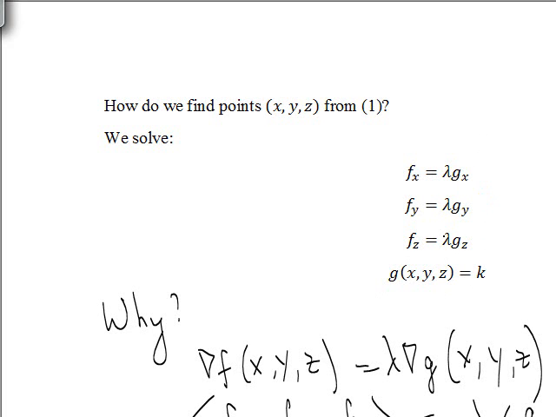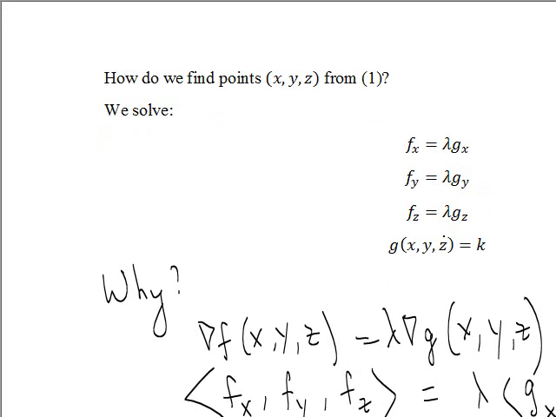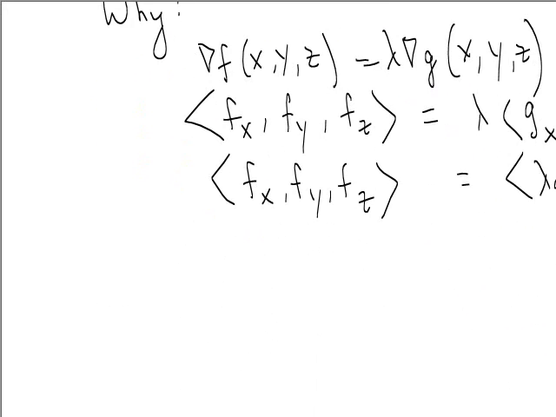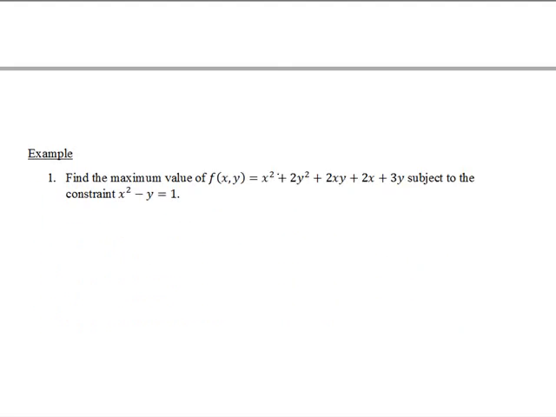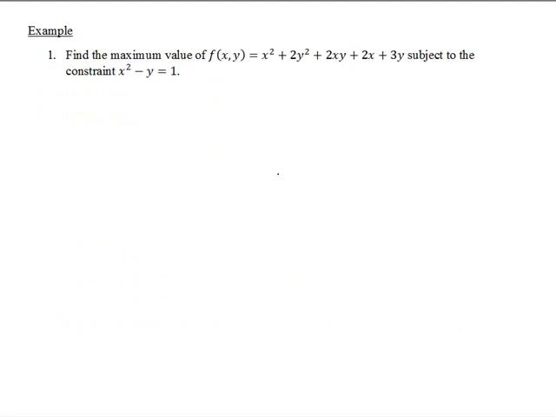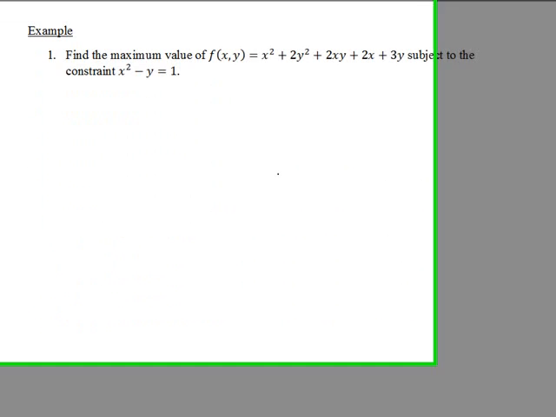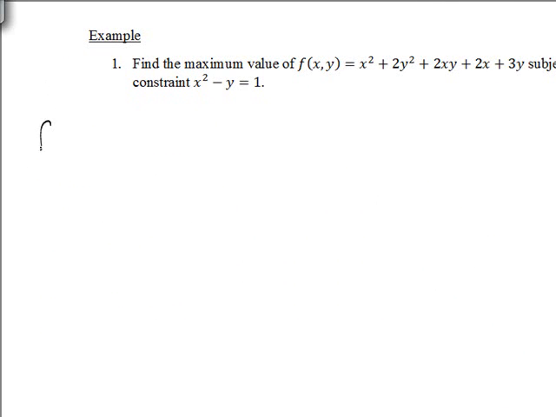All right. So now let's go through some examples, and it's all going to come together. Find the maximum value of this function subject to the constraint x squared minus y equals 1. So what you're going to do is write out the 2 functions f and g. So I'm going to put f of x, y over here.